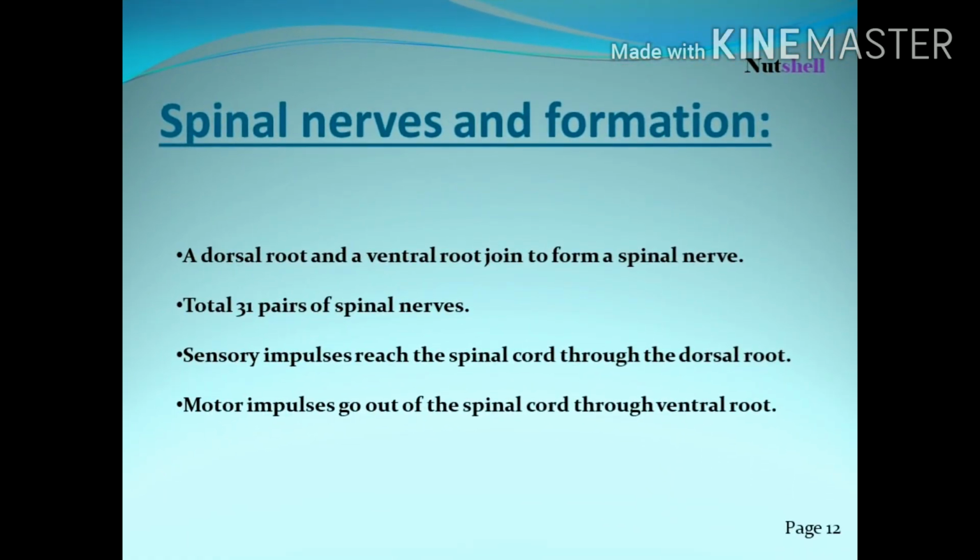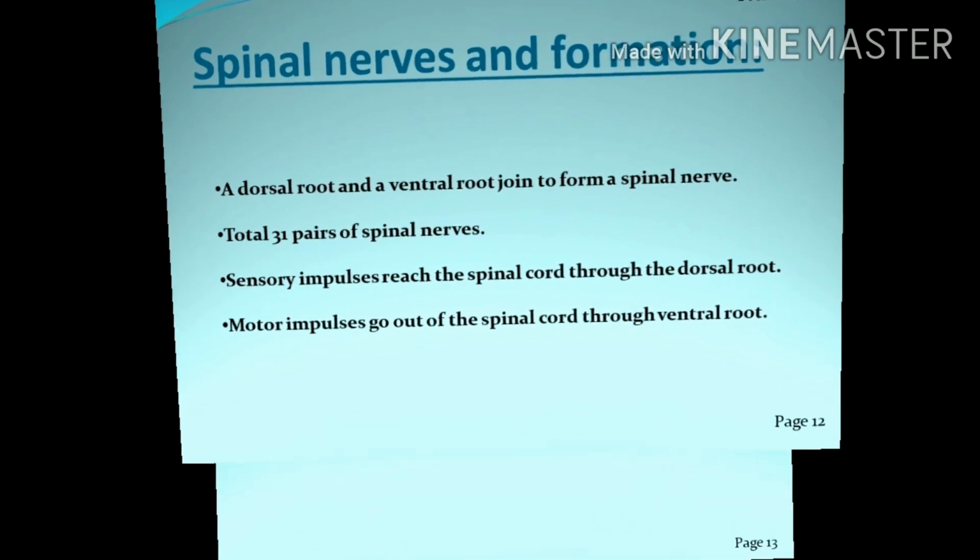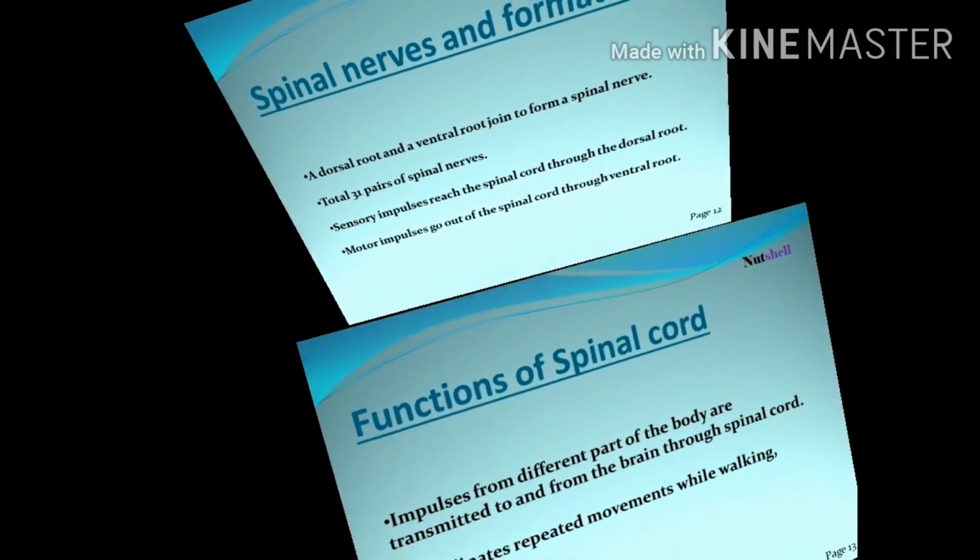Now, let's take a look at how spinal nerves are formed. The dorsal root and ventral root of the spinal cord join to form a spinal nerve. A total of 31 pairs of spinal nerves are present. Sensory impulses reach the spinal cord through the dorsal root, while motor impulses go out of the spinal cord through the ventral root.